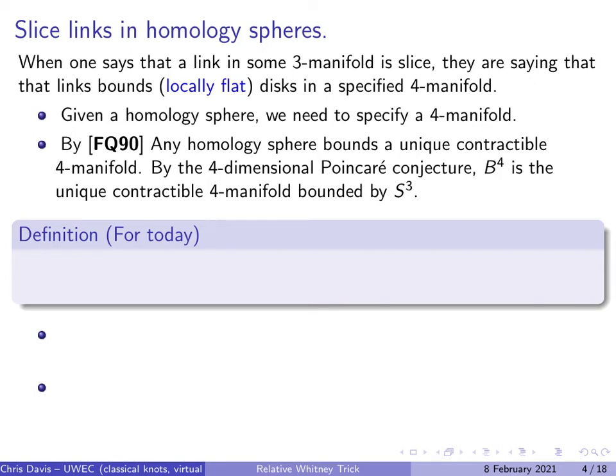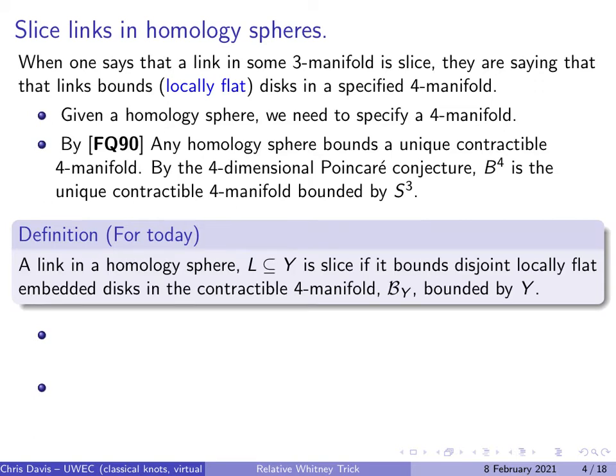Well, by work of Freedman and Quinn, there's a natural choice. Any homology sphere bounds a unique contractible topological four-manifold. It might not admit a smooth structure. By the four-dimensional Poincaré conjecture, in fact, B4 is that unique contractible four-manifold bounded by S3. So there's a good analogy of the four-ball for any given homology sphere, namely that contractible four-manifold.